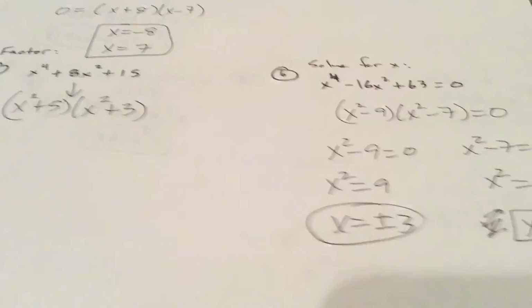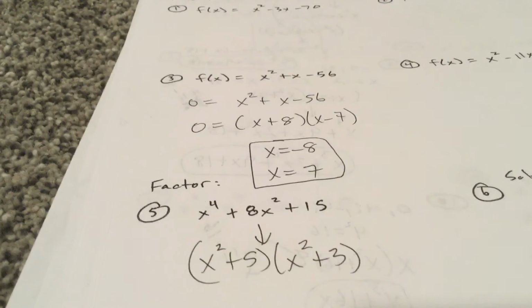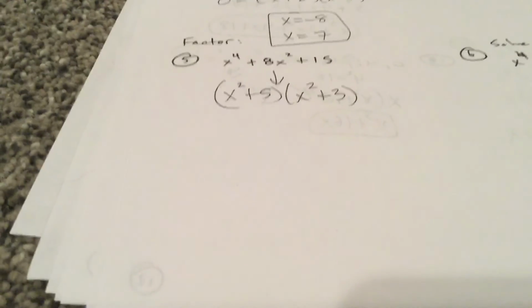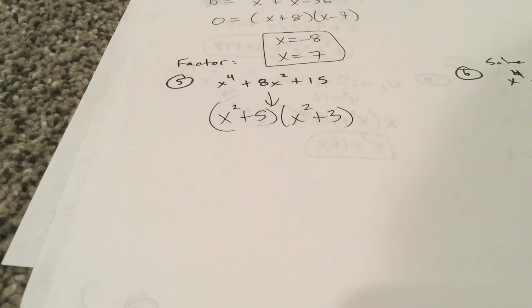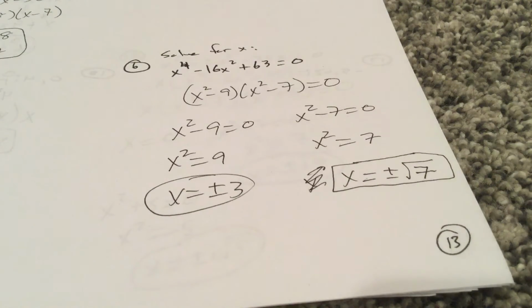Last 3 pages, here we go. Just set it equals 0. All right, that's really easy. F of x is just a function of x. Again, factor. What multiplies 15 adds to 8. 5 and 3. And to get x to the fourth, that's x squared. What multiplies 63 adds to -16. There you go. Plus or minus 3, plus or minus root 7.